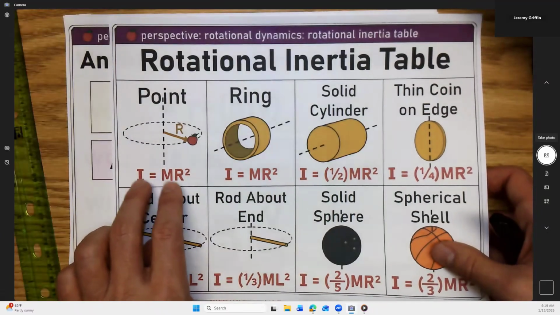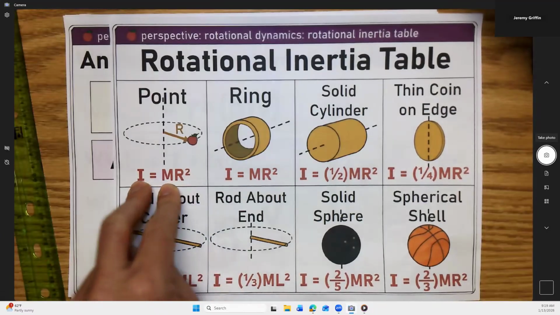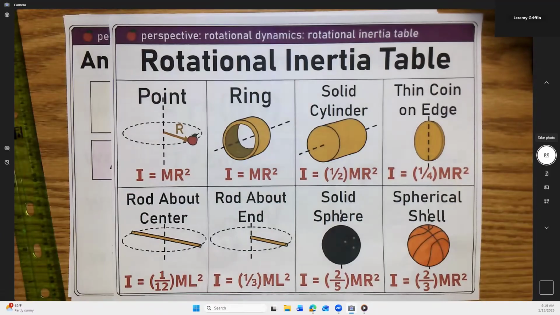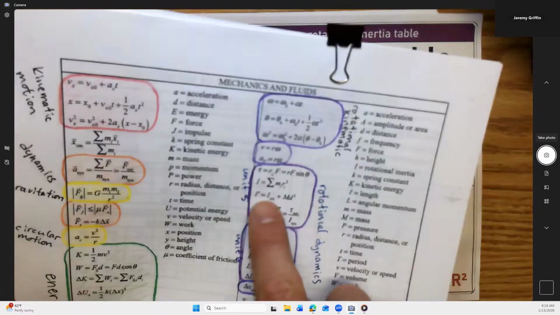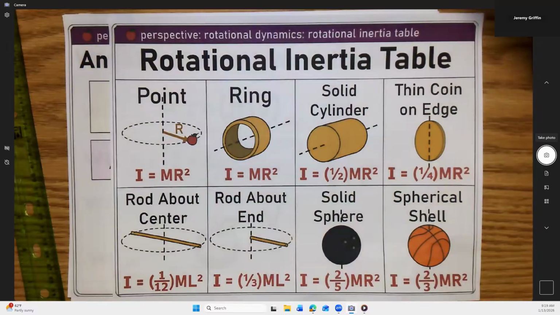Actually, I do recommend memorizing this one at least, just for a point mass. Can you guys memorize MR squared? Although I think it should be on your formulas anyway. Well, they say I is the sum of MR squared, so for a point mass, it's just MR squared. I like that.